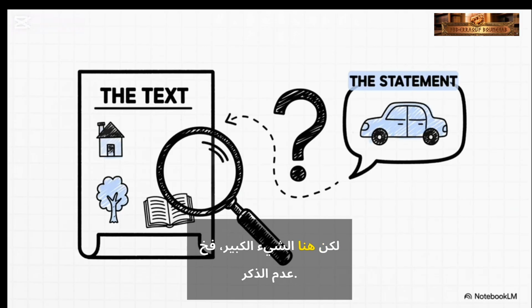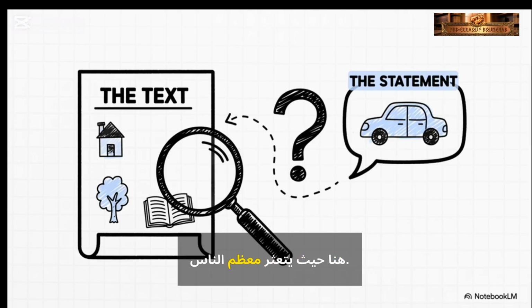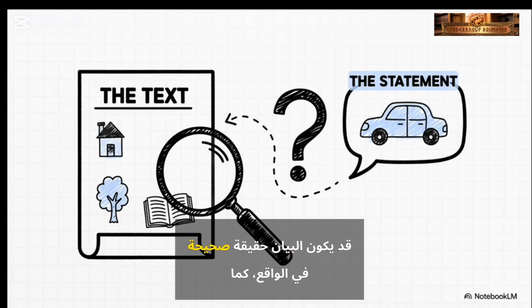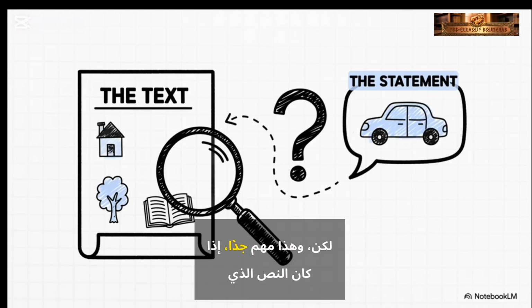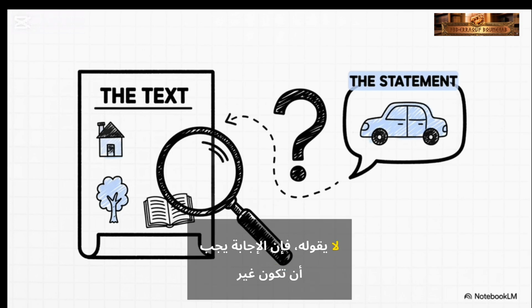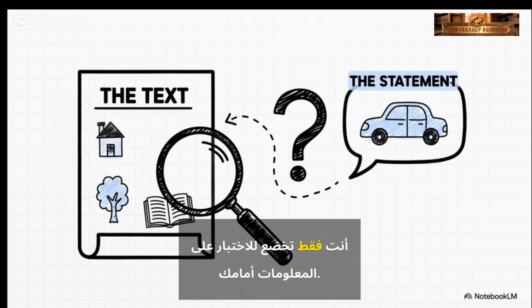Okay, but here is the big one, the not mentioned trap. This is where most people get tripped up. The statement might be a fact that's true in real life, like Shakespeare did have 3 children. But, and this is so important, if the text you were given doesn't say it, then the answer has to be not mentioned. Period. You are only being tested on the information right in front of you.